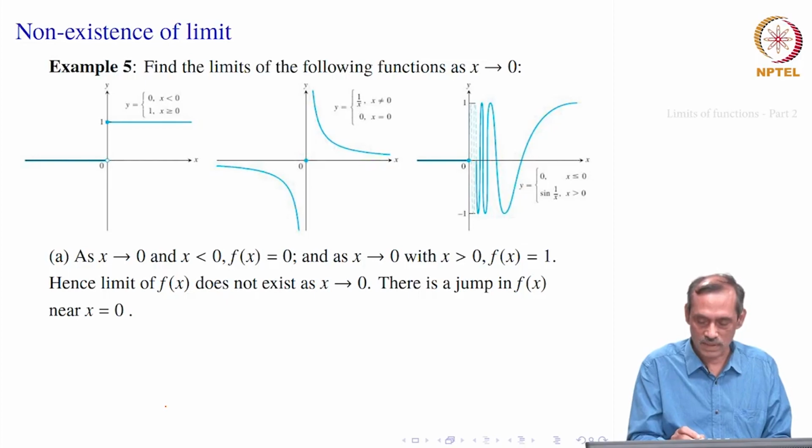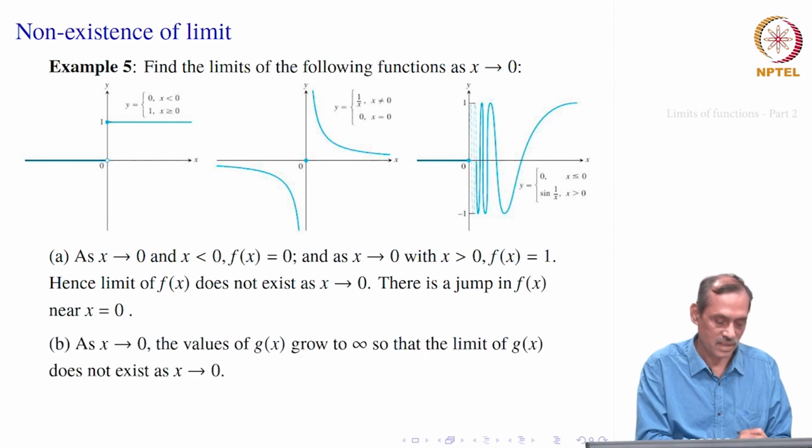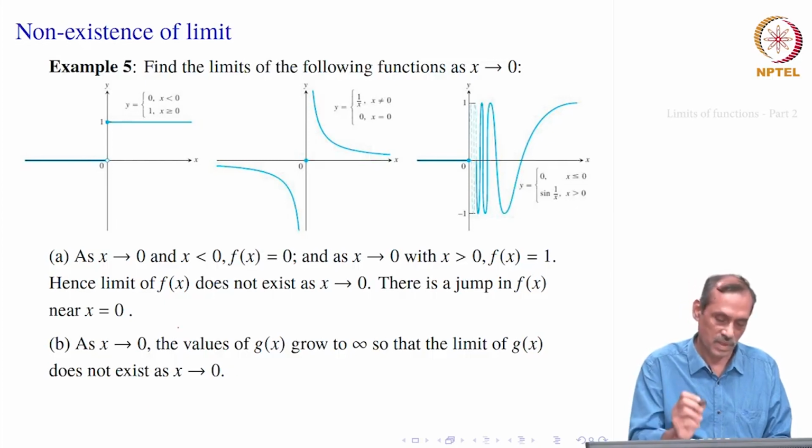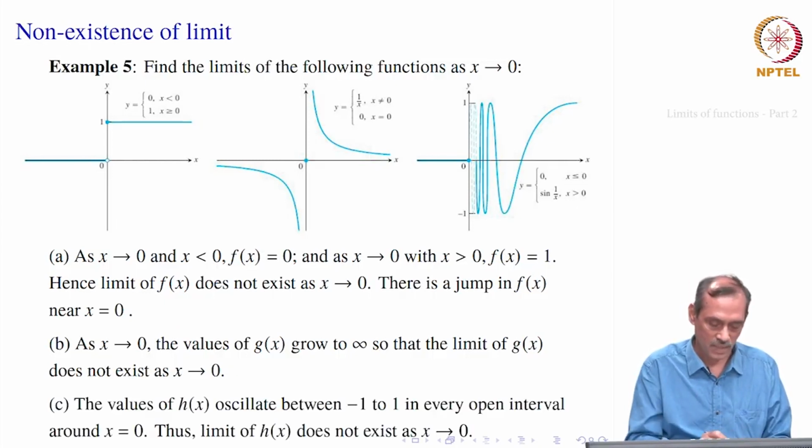Okay, so that is what is being explained. When x is less than 0, we see that f of x equals 0, and if x is greater than 0, f of x equals 1. So, the function really jumps between 0 and 1 at x equal to 0. In the second one, it grows to become very large or very small, and in the third one, it really oscillates between minus 1 and 1.